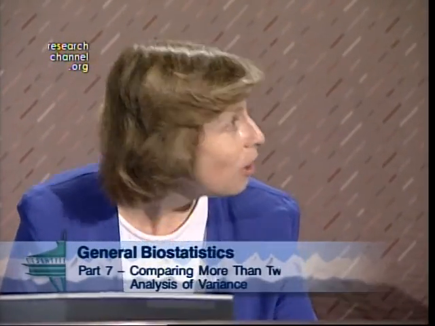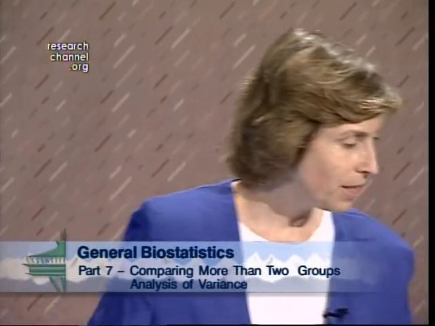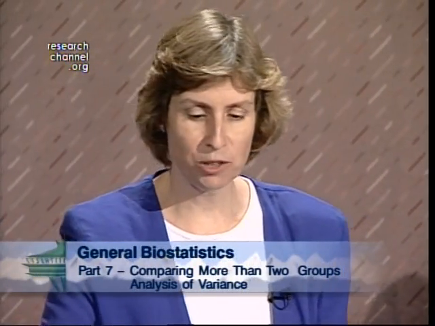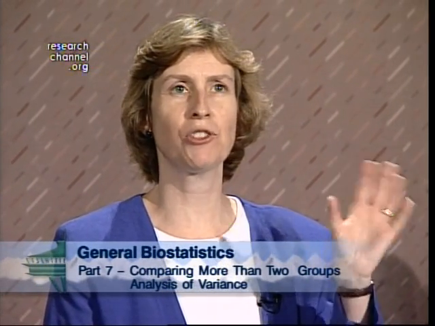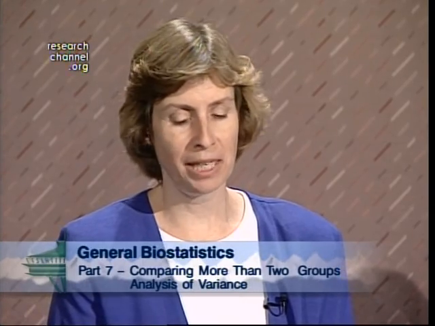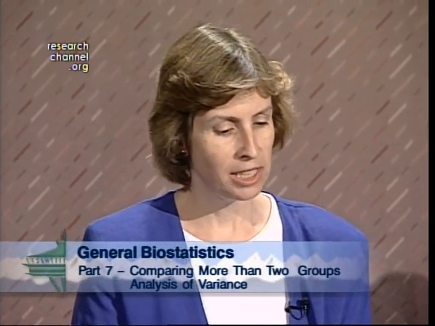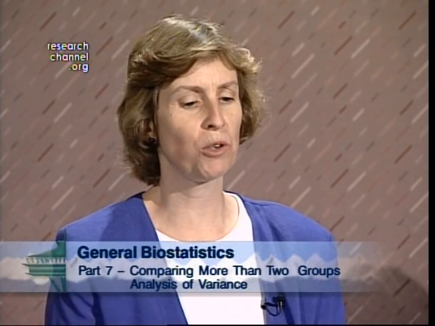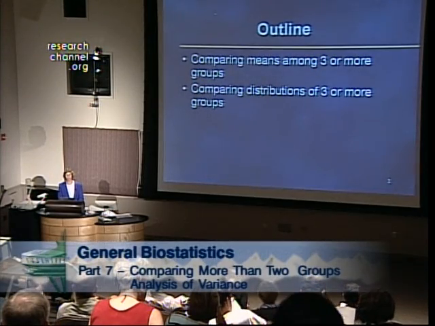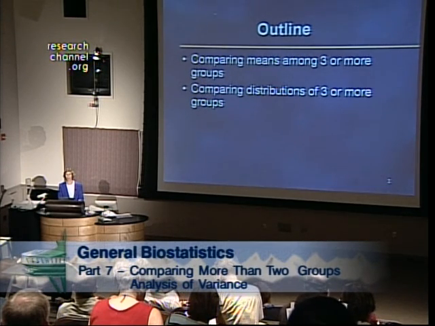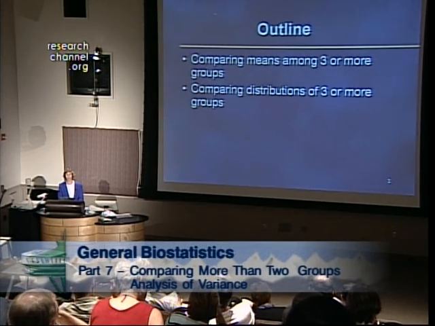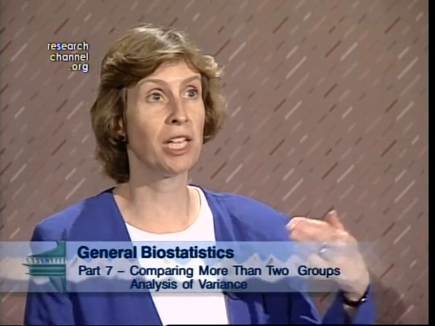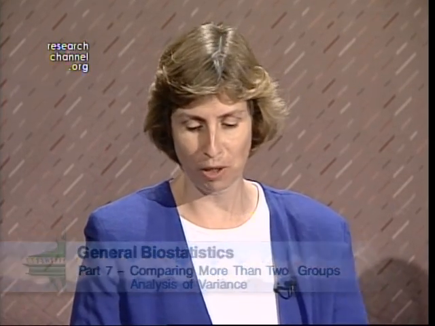Okay, so now what we're going to do is look at our topic for today, which is comparing more than two groups. Up to this point, we've looked at only comparing two groups, either males versus females, treatment A versus treatment B, for both means and binary outcomes. Today, we'll be looking at comparing means among 3 or more groups, as well as comparing distributions of 3 or more groups. In other words, we could compare proportions among 3 or more groups, or if we had more than 2 levels in a category, we could compare the distributions of 3 or more categories across 3 or more groups.